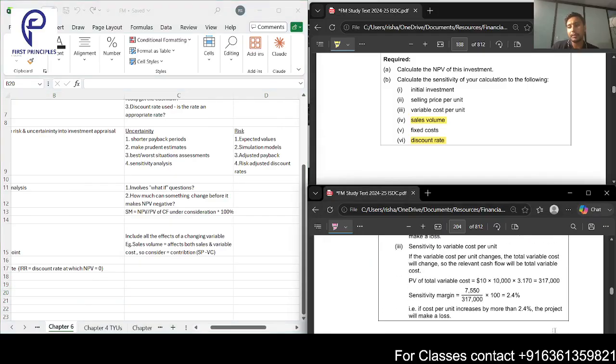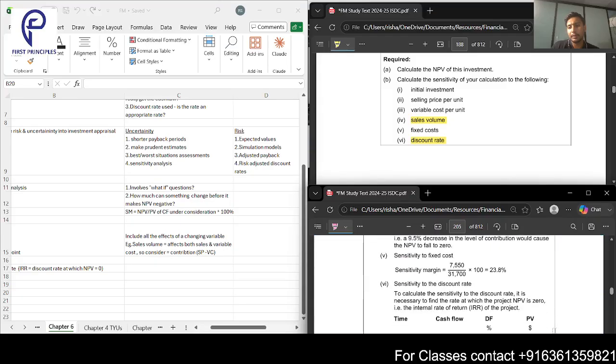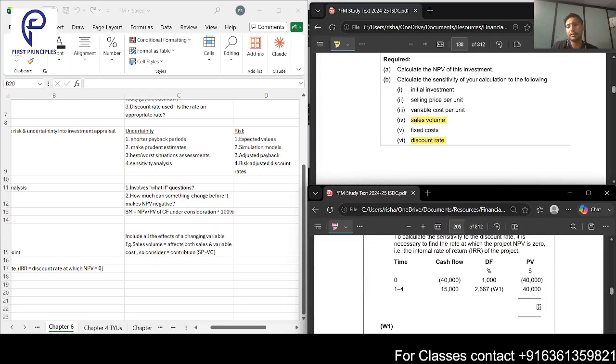Here it was 7,550; what we have taken over here is zero. Why is it zero? Because we are considering the IRR. IRR is the discount factor at which the NPV is zero, and this is what we are finding out. Time 0 outflow is 40,000, present value is 40,000 because it is multiplied by 1; this will always be the case. For years 1 to 4, 15,000, and we want this to total 40,000. Only then will the NPV be zero.